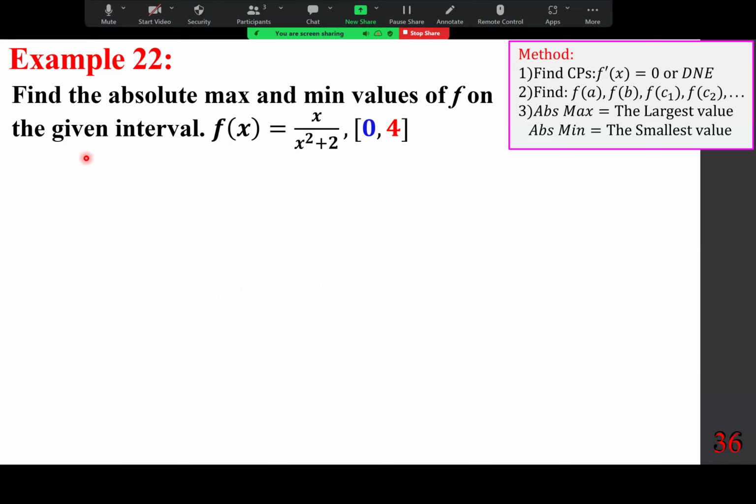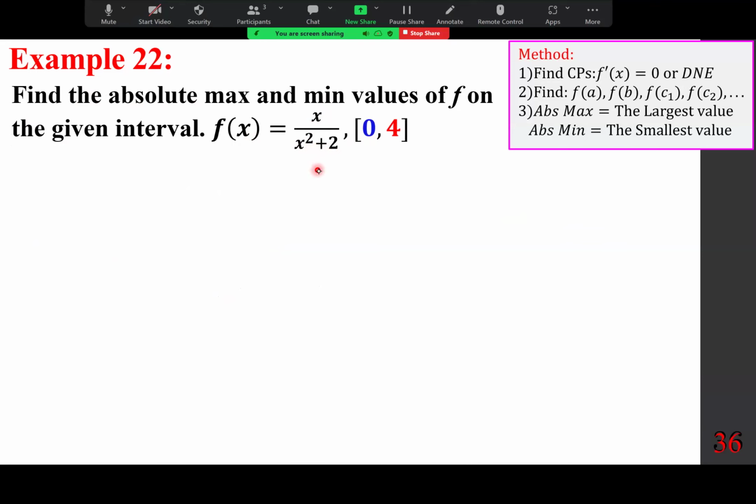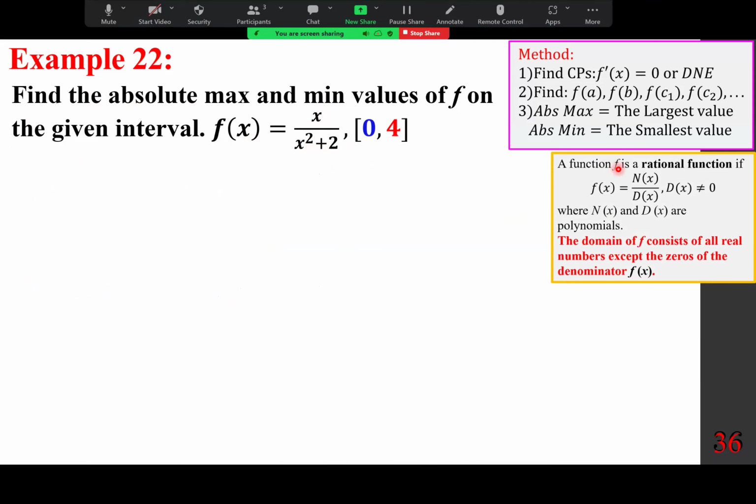All right, the next question, we want to find the absolute max and min value of this function, f of x equals x over x squared plus 2 in the interval of 0 to 4. So, what are we dealing with here? I remind you, it's a rational function. A function f is a rational function if f of x equals n of x over d of x, and d of x can't be 0, where n of x and d of x are polynomials.